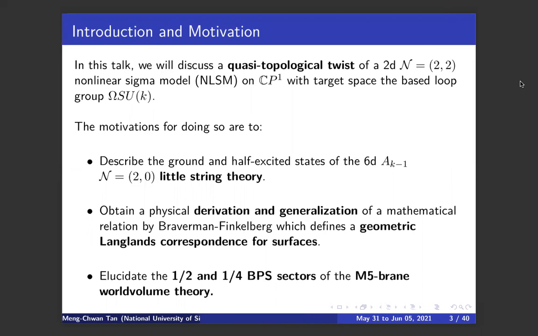All right, so what do we mean by a quasi-topological twist? Most of us are familiar with the topological twist of the 2D model, which was first studied by Witten in the late 80s, in 1988. In the topological twist of that theory, the operator observables are independent of the position on the worldsheet.